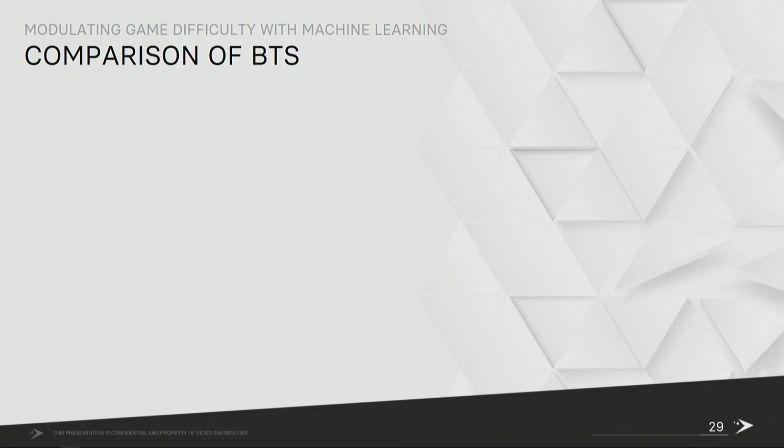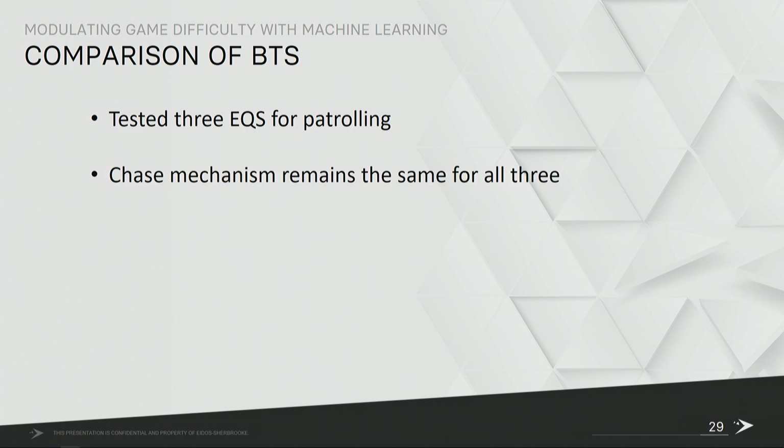So yeah, then we'll show some of our results. As Romain said, we tested these difficulty modes with some playtesters, and we were curious to see, okay, in a purely data way, we have these numbers, but do players actually notice a different level of engagement with the different game modes? So we tested three EQS systems for patrolling. The left branch, as I showed before, always remains the same. So when the enemy character enters in line of sight with the player, they will start chasing them.